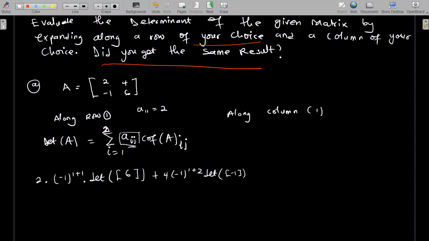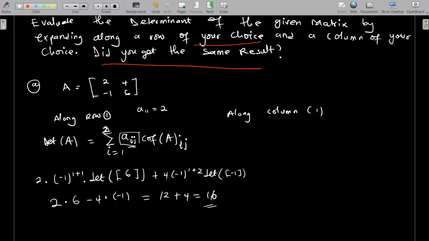And then we use the properties of determinants. -1 to the power 2, 1 plus 1 is 2, so -1 to the power 2 is 1, so I have 2 times 6 here. The determinant of a single value is the value itself. Then -1 to the power 3 here, because 1 plus 2 is 3, so you get -1 times 4, that is -4, times the determinant of -1, which is still -1. So this is going to be 12 plus 4, which is 16. So when I go along the first row, I have 16.